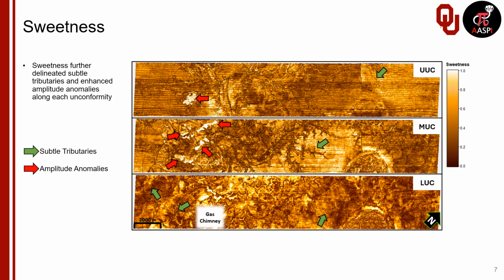Sweetness is another great attribute, very popular in the Gulf of Mexico. It is a combination of amplitude and frequency data in the seismic. And again, we could see some of those subtle tributaries and the amplitude anomalies, but we also see the striping pattern, which is the footprint of the seismic acquisition, which did cause us some trouble. Luckily in AASPI we have some footprint removal techniques that we were able to use to lessen it. So this is the lessened version.